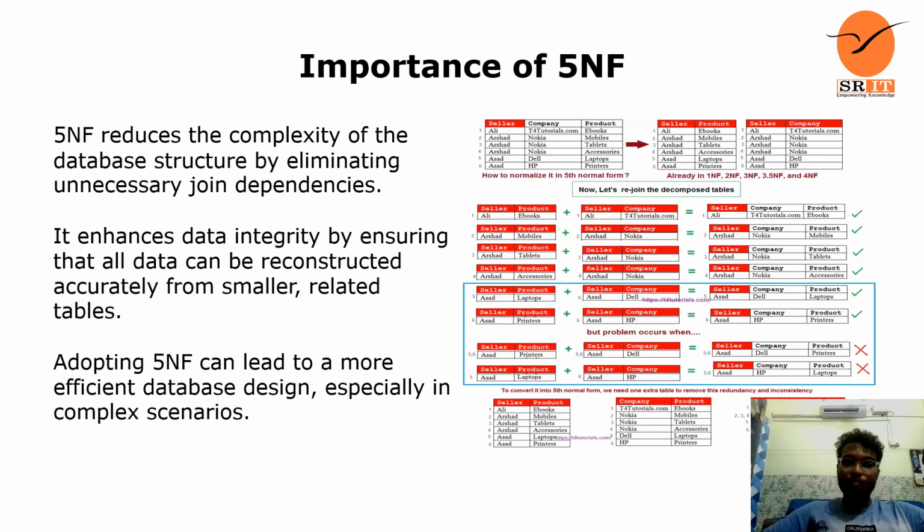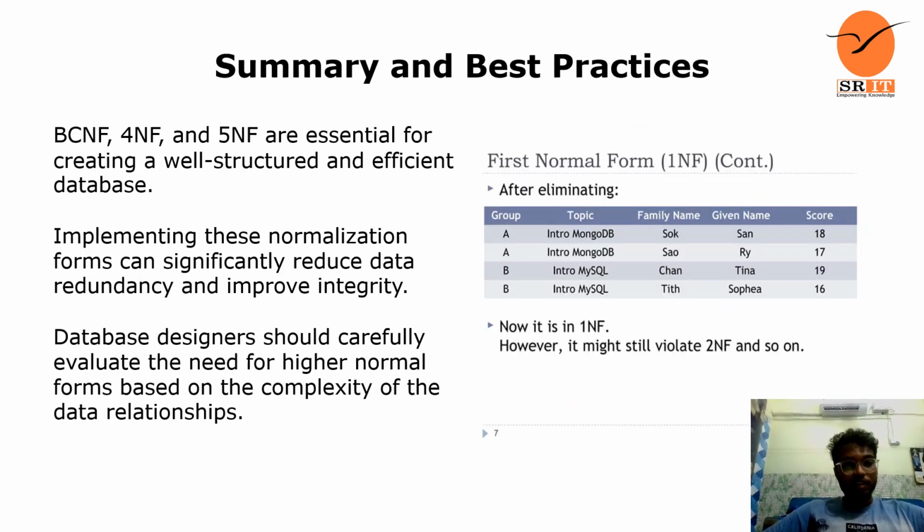And what is the importance of 5NF? 5NF reduces the complexity of the database structure by eliminating unnecessary join dependencies. In some tables, we use cross join and natural join in order to join two different keys. This creates complexity and redundancy. By removing these unnecessary join dependencies, we could say it is in 5NF, and it enhances data integrity by ensuring that all data can be constructed accurately from smaller related tables. Adopting 5NF can lead to a more efficient database design, especially in complex scenarios.